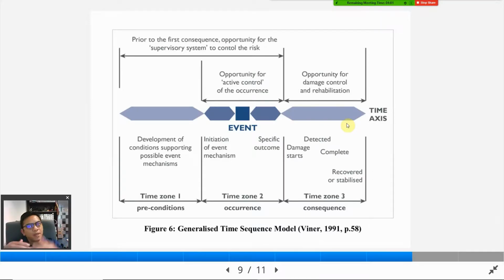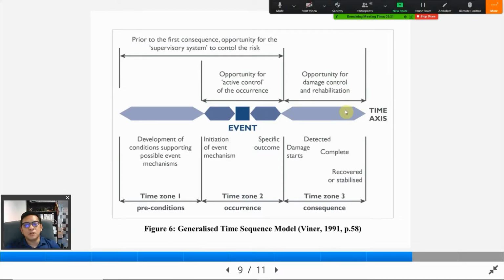Okay, you have to plan ahead. Okay, how do we recover if such thing happen? If an explosion happen, so what is our plan to quickly recover? If there is a loss of containment, a release of dangerous chemical, what is our plan to make sure that we can recover quickly so that that chemical will not spread to the other district, to the other state, and whatnot. Yeah, this is the time sequence model. So the planning covers before, during, and even after.